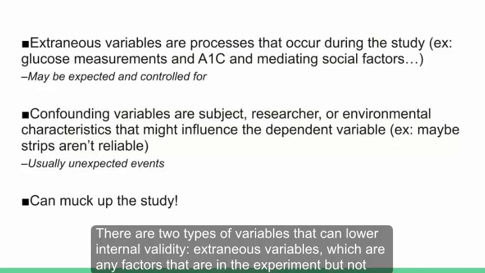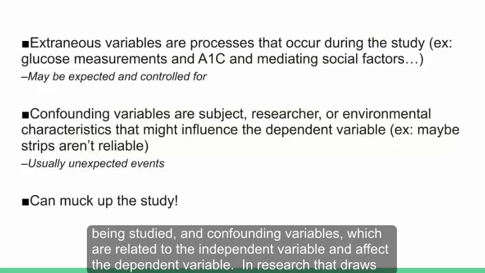There are two types of variables that can lower internal validity. Extraneous variables, which are any factors that are in the experiment but aren't being studied, and then confounding variables, which are related to the independent variable and affect the dependent variable.